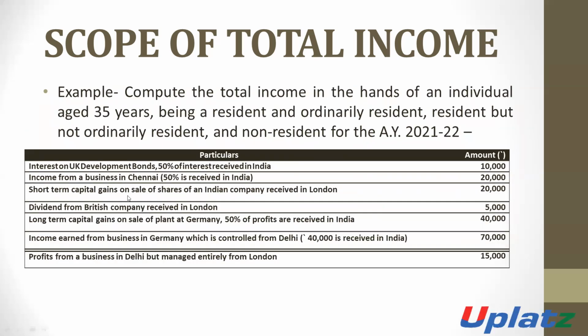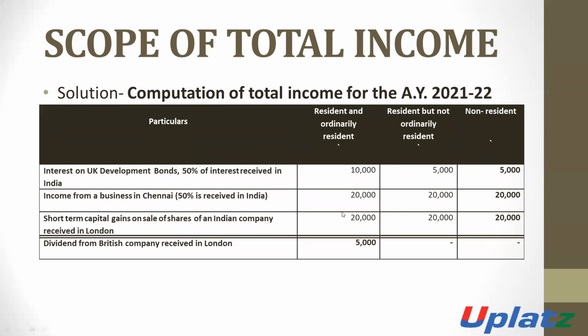Number two, income from business in Chennai. Chennai is in India, which means the income accrues as well as is received in India. Only 50% is received, but it accrues and arises in India. So the total income will be taxable in all cases because it accrues and arises in India. So 20,000 will be taxable in all cases.